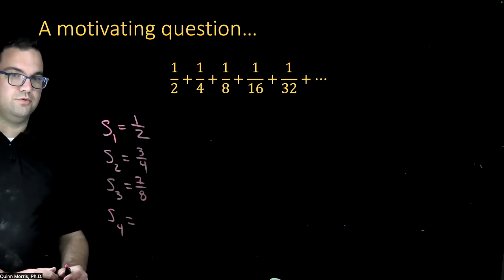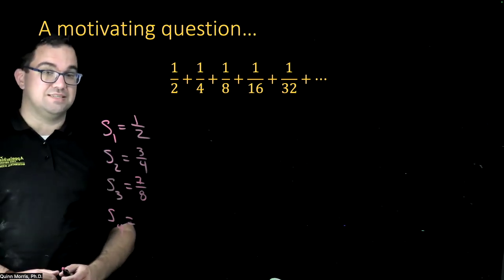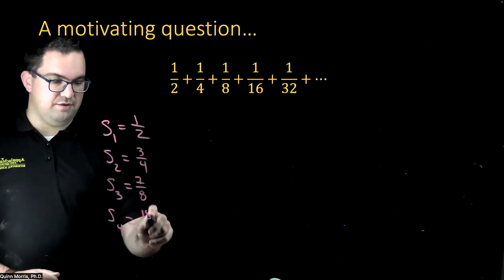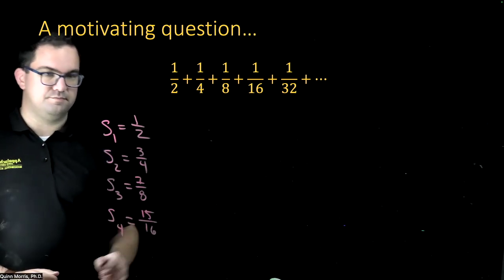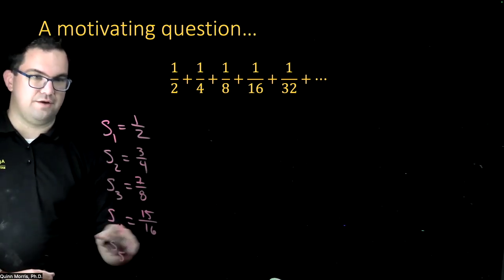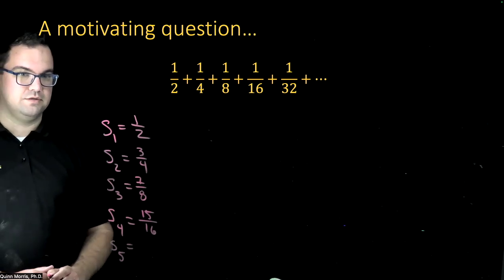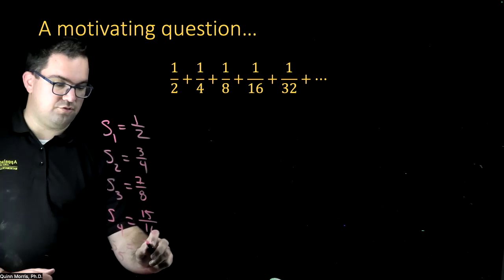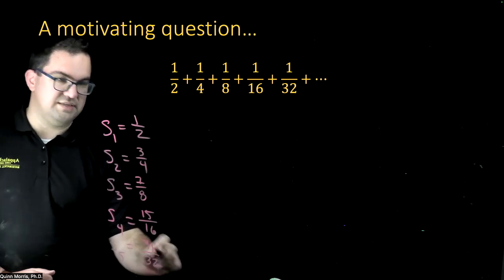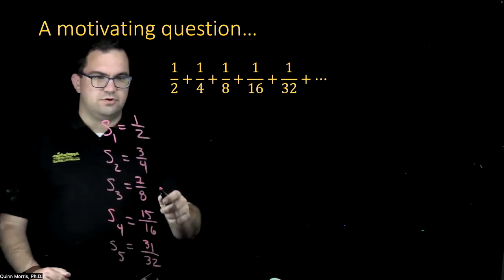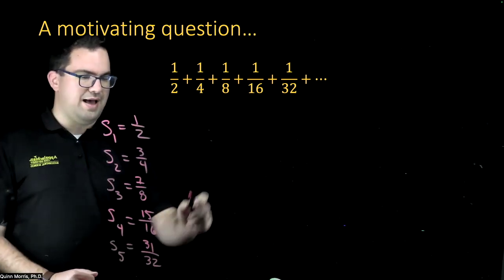I could take the sum of the first four terms, right? The sum of the first four terms would be 1/2 plus a fourth plus an eighth plus a 16th. If you do that calculation, you'll get 15/16. I could even take one more since I've got 5 terms written out here. I could take the sum of the first 5 terms, and I notice that that gives me 31/32. Now from this, you might start to see a pattern.